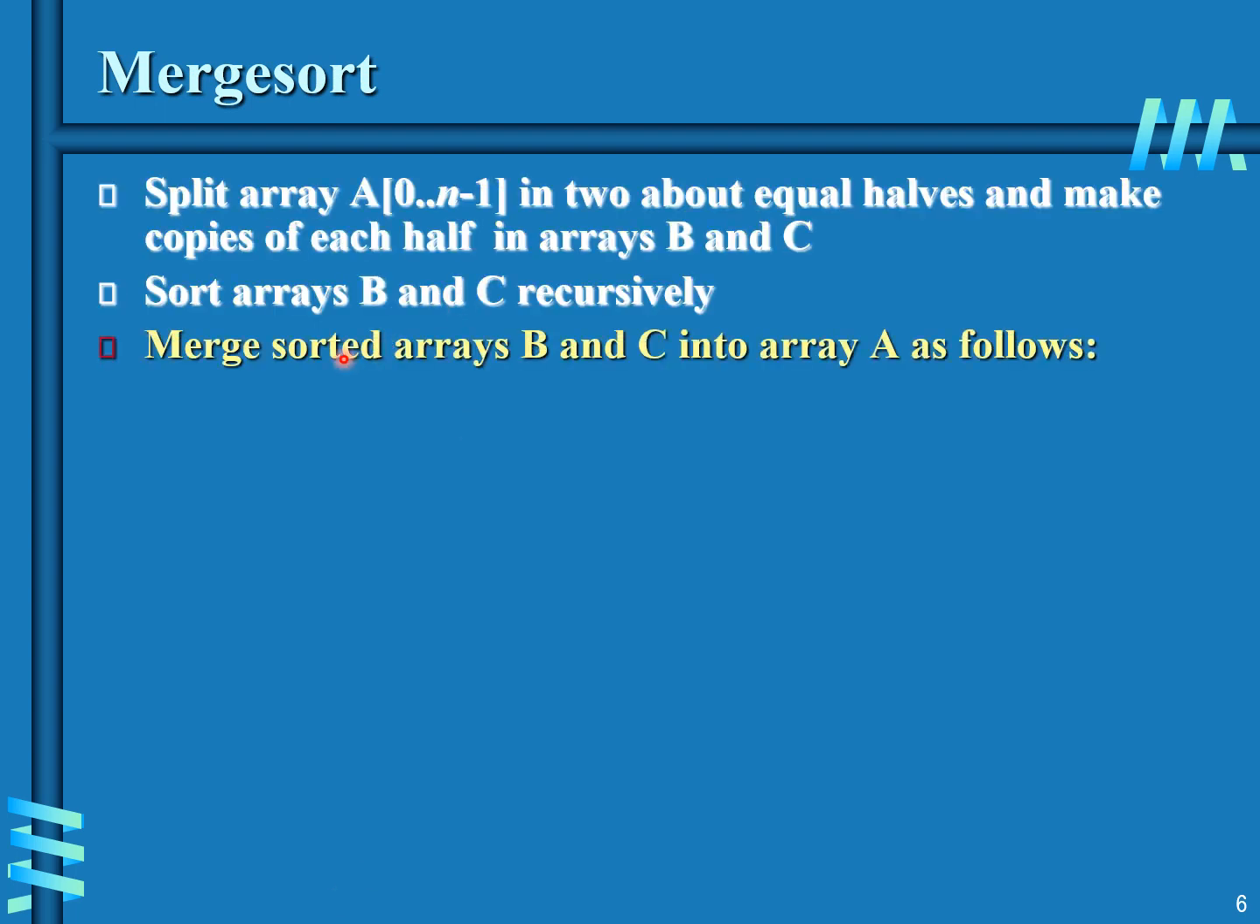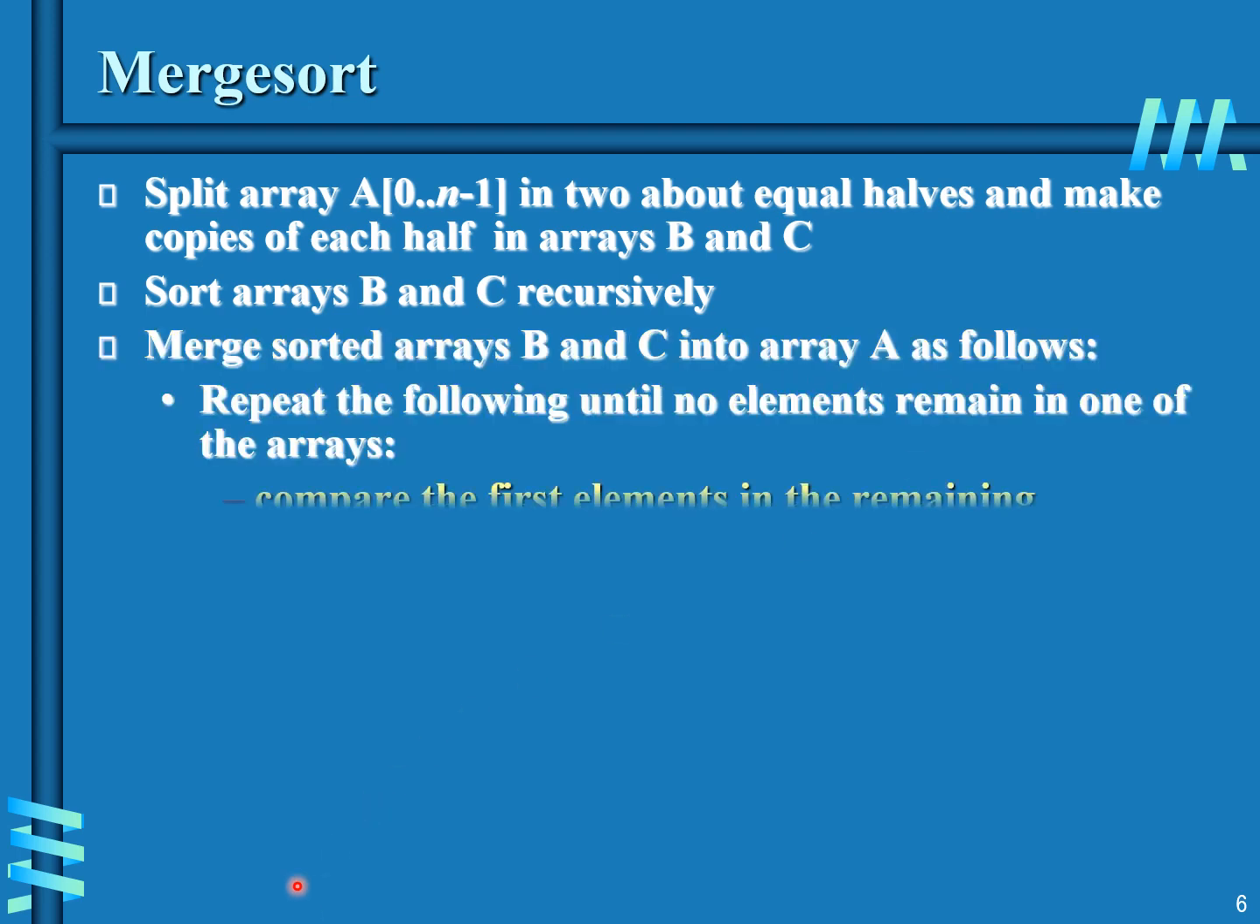So the first phase is split. A is an input array. It should be sorted by using merge sort. The first step is you split the array into two about equal halves and make copies of each half in arrays B and C. You divide that input array A into two halves, store them in arrays B and C, and sort the arrays B and C recursively. Finally, you have to merge the sorted arrays B and C into one array, the input array A.